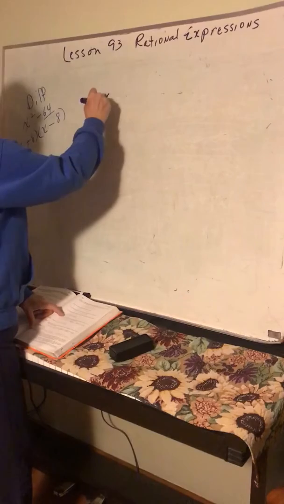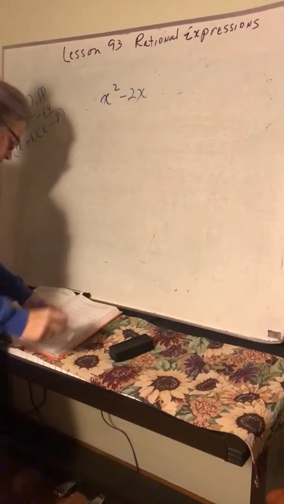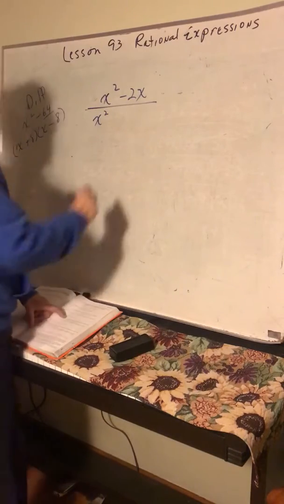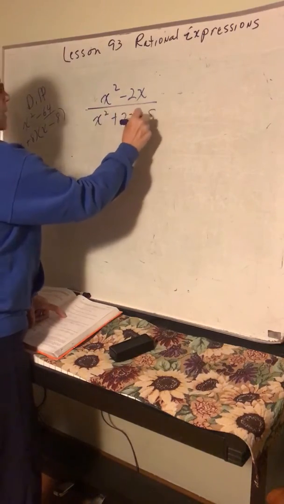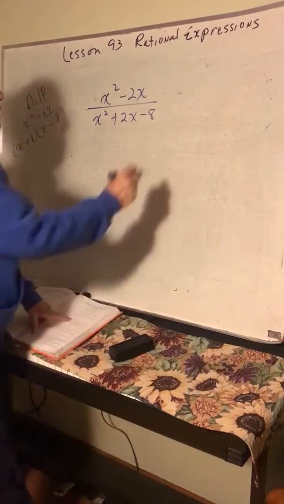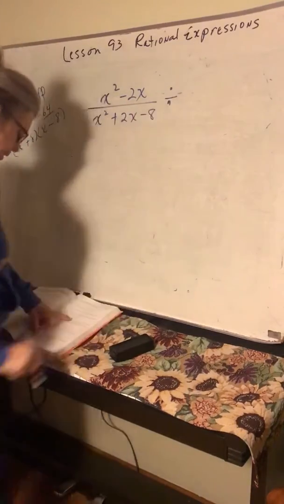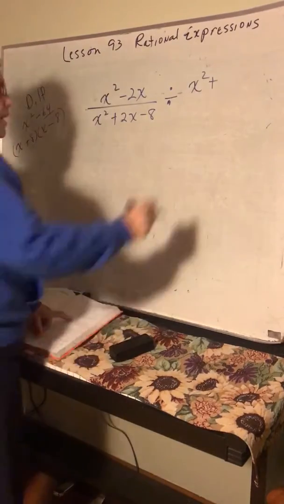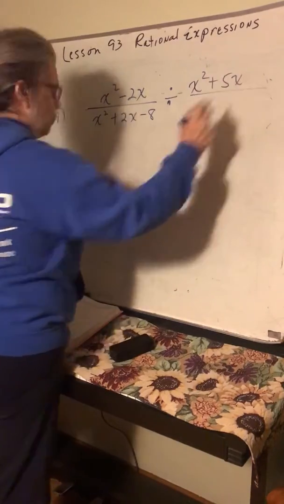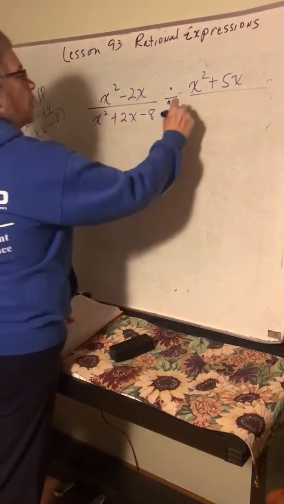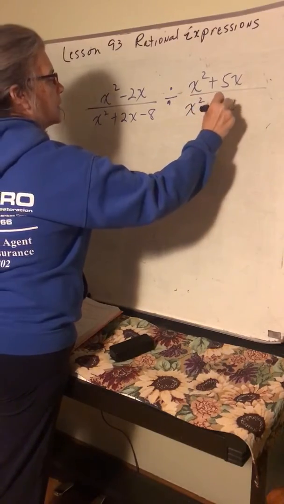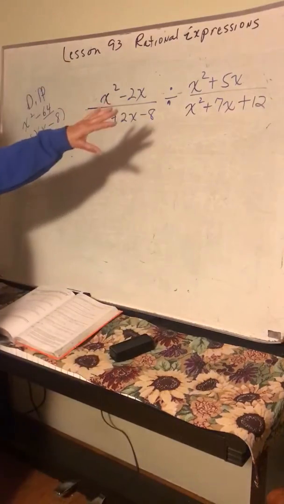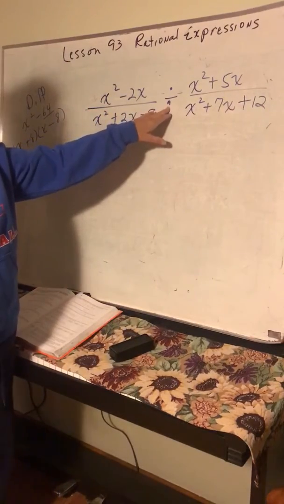This one, x squared minus 2x over x squared plus 2x minus 8. And then they're going to put a divide in here instead of a multiply. X squared plus 5x over x squared plus 7x plus 12. So when we have fractions and we're dividing, what do we do?